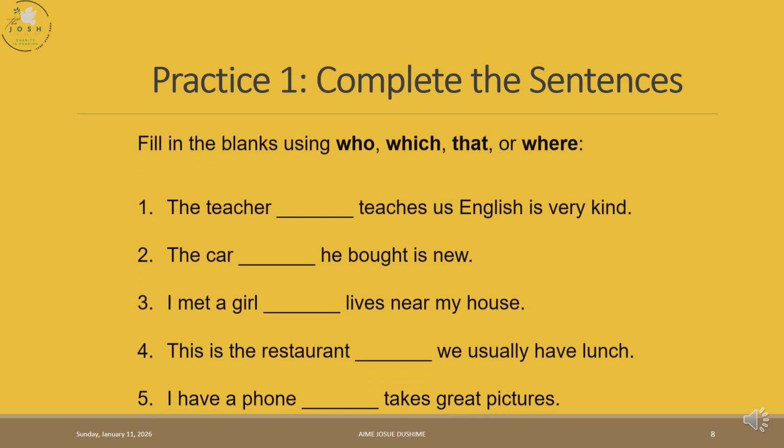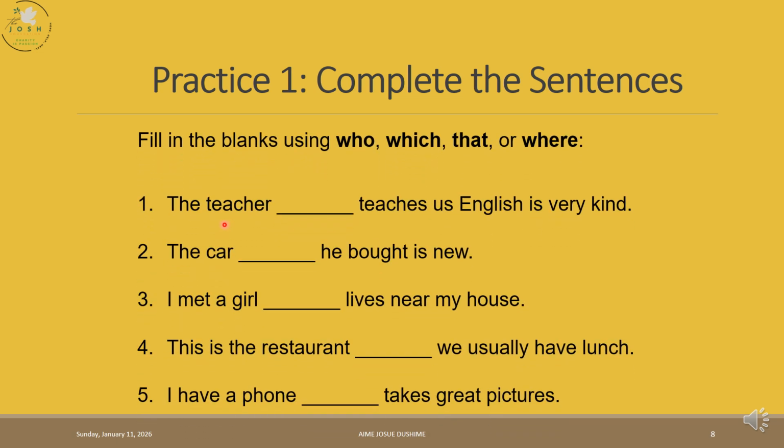Practice 1. Let's complete the following sentences. The teacher dash dash teaches English is kind. The car dash dash he bought is new. I met a girl dash dash lives near my house. This is the restaurant dash dash we usually have lunch. I have a phone dash dash takes great pictures.